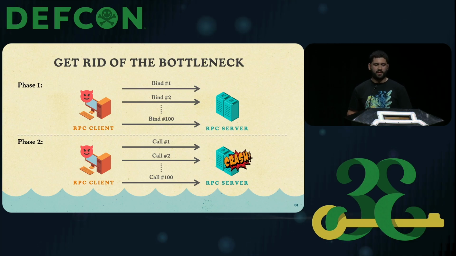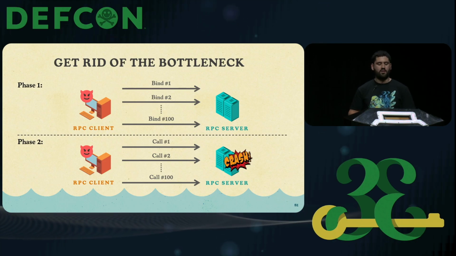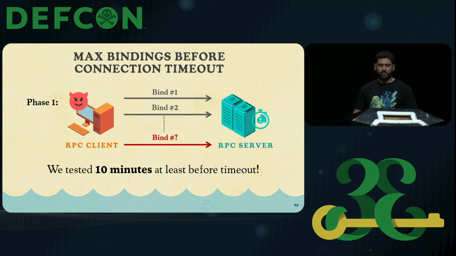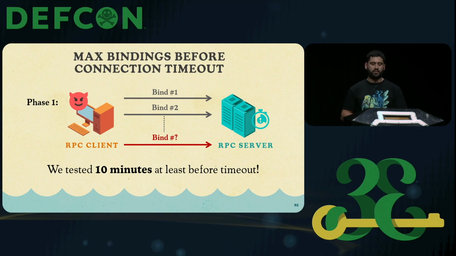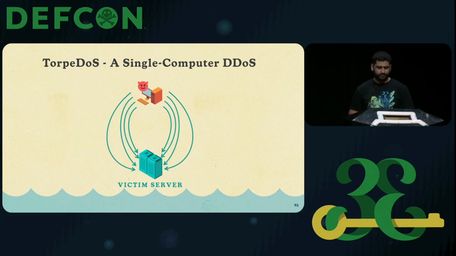But binding so many packets takes minutes. So how long does the server keep those idle bindings before dropping them? We wanted to know how many bindings we can send in the first phase. Remember, the more bind requests we can send, the more effective the attack will be. In our tests, Windows RPC servers kept bind-only connections open for 10 minutes, at least without timing out. That gives the attacker plenty of time to complete thousands of bind handshakes before unleashing the flood of RPC calls.